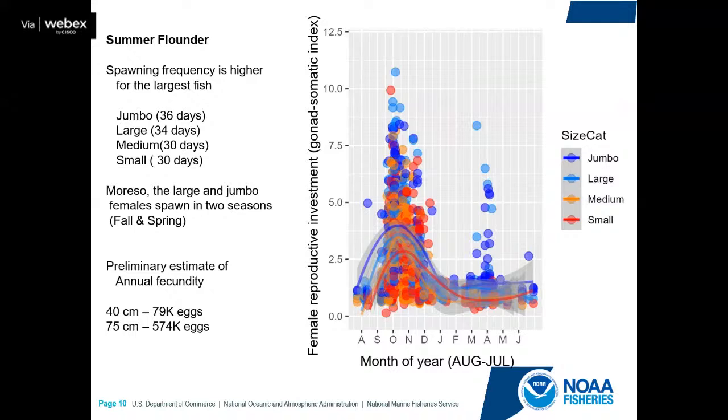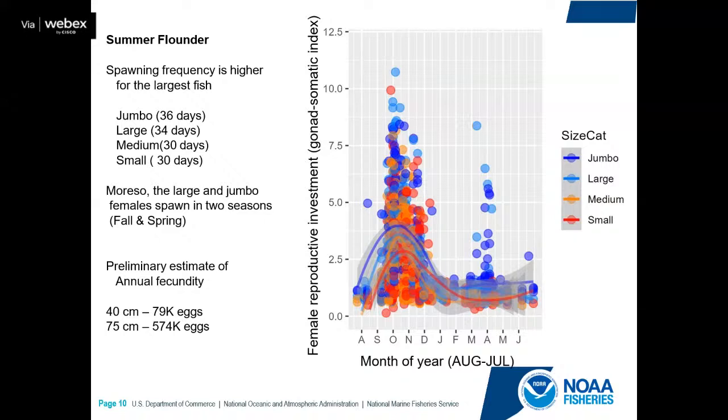And in this case, what we're showing is the GSI, the female reproductive investment, that's the size of the gonad through time. And in this case, we're looking from August to July to focus in on the main early fall spawning period, which is the main spawning period for the species. And one of the things that jumps right out at you is this broader season in the dark blue for the large and jumbo fish in that fall season. That's 36 days versus 30 days of spawning. That's 6/30, a 20% longer season. And so you could estimate they would produce 20% more eggs just based on that longer season.